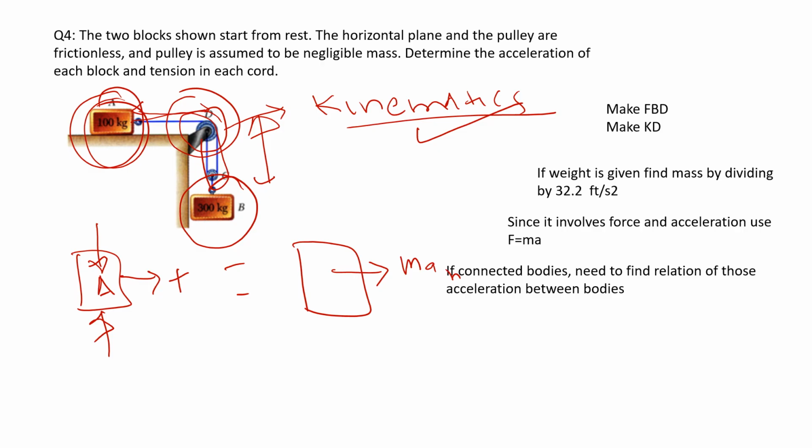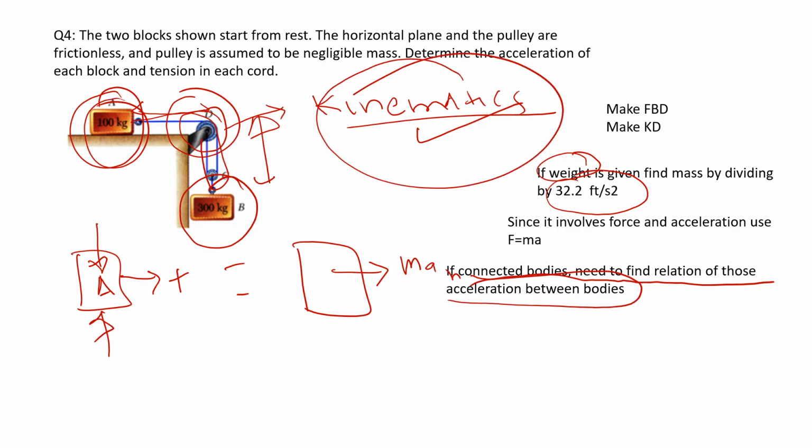And if the weight is given, remember, if you want to find the mass, divide by 32.2 feet per second squared. So as I said, for connected bodies you need to find the relation of acceleration between bodies using kinematics. You start with the total length of the rope, and if you take the derivative, it becomes the velocity relationship. If you take the derivative again, it gives you the relationship for the acceleration.